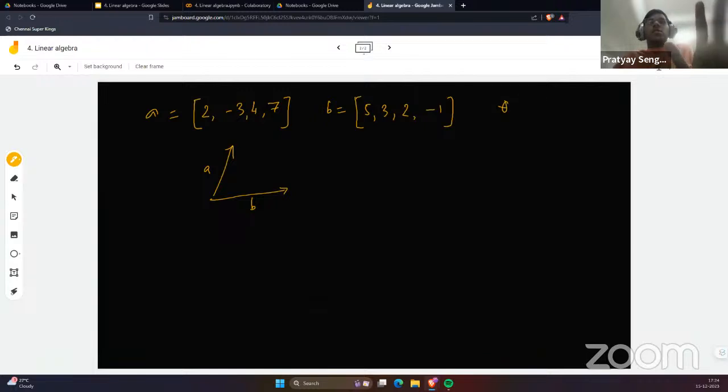Can anyone tell me the degree? The same code you can use. You can just change the a and b there and get the results. I'm not asking you to write something. Anyone can tell me the angle?